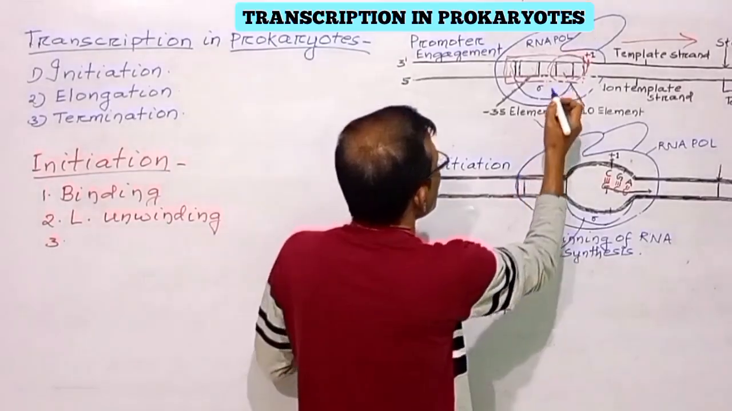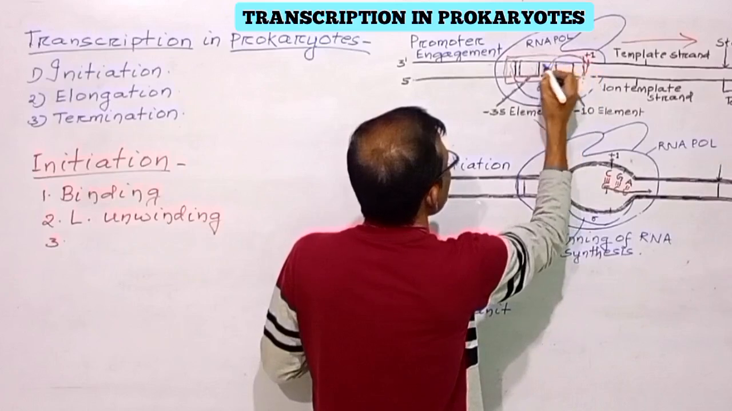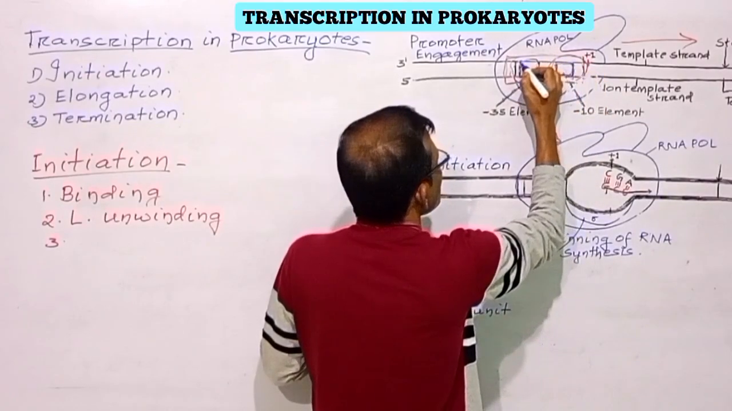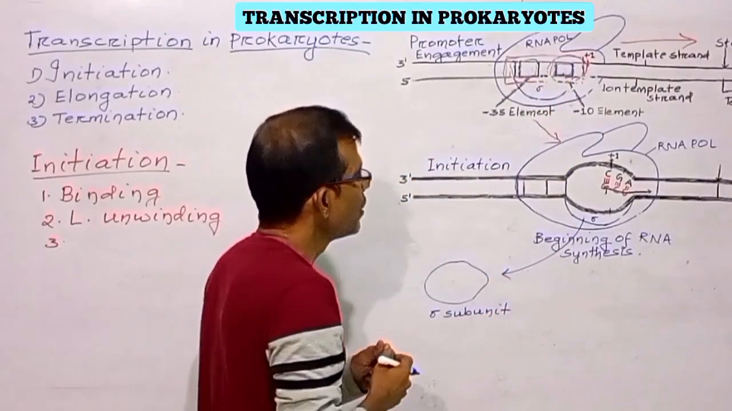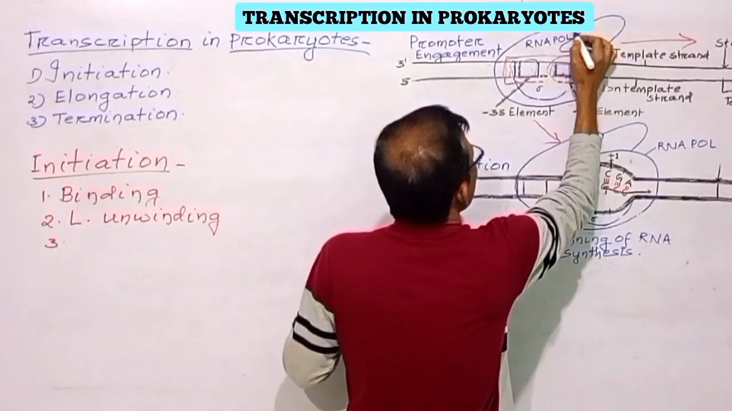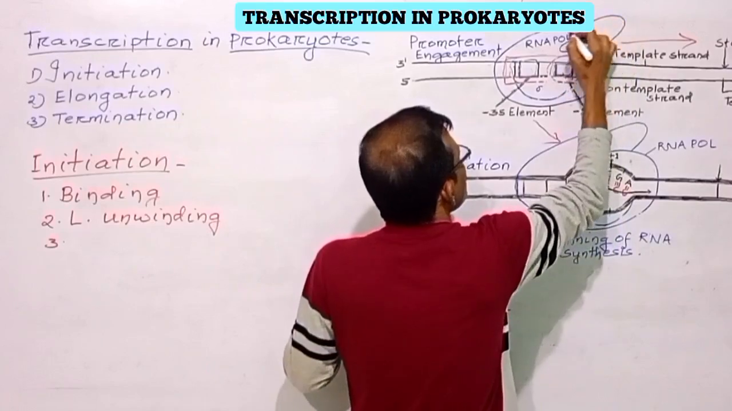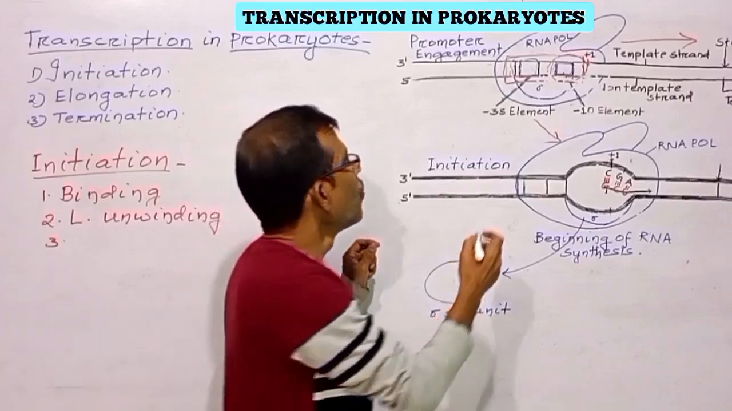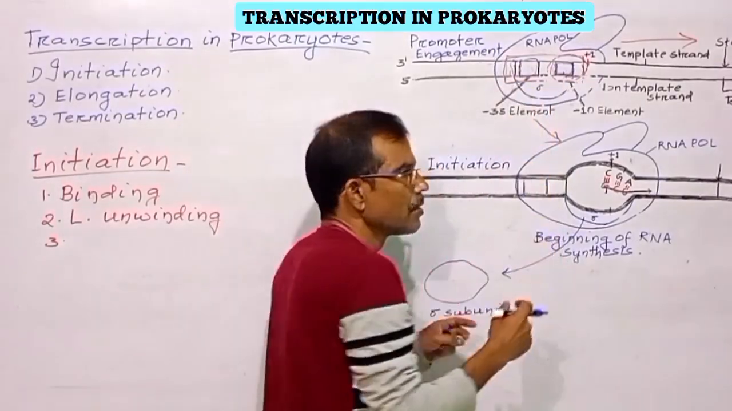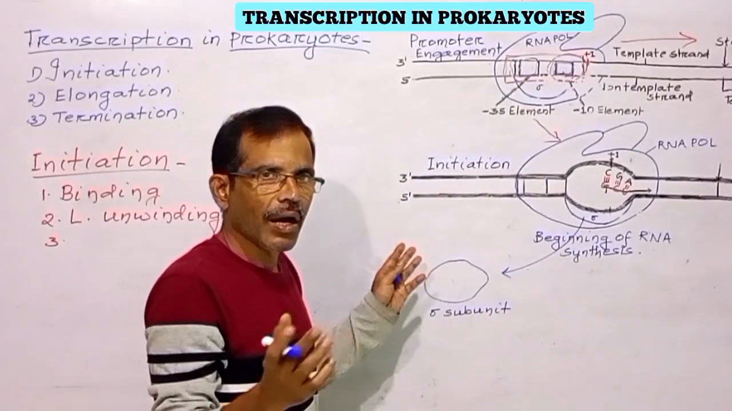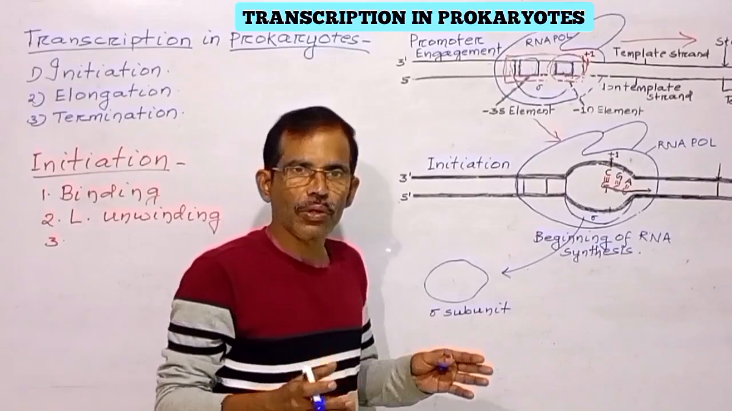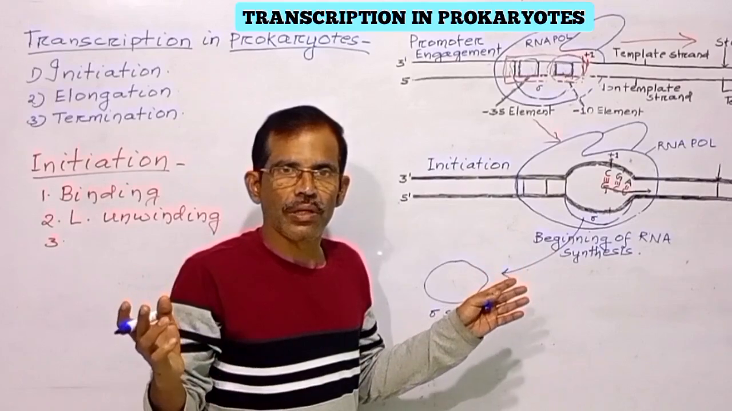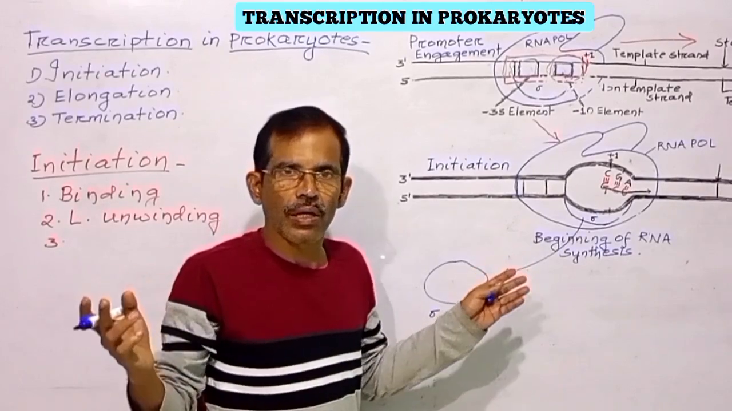Bacterial promoters have two conserved genetic elements. One is the -10 element and the other is the -35 element. This is the RNA polymerase holoenzyme, which consists of 6 subunits, out of which one is sigma. The sigma subunit directs the RNA polymerase to a promoter region. It is involved only in initiation. It has no role in elongation.